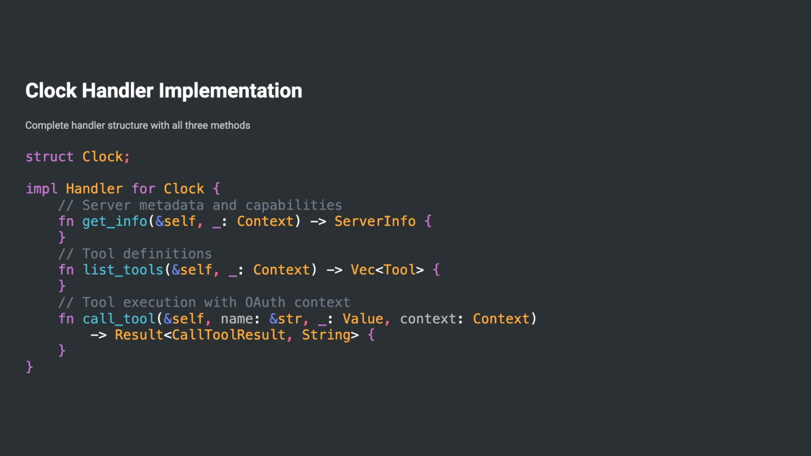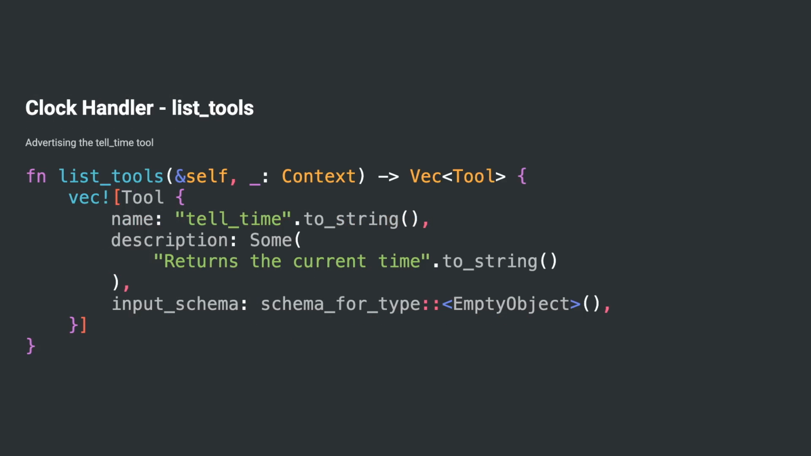With authentication handled, we can implement our core logic. Every MCP server must implement the handler trait, which defines the getInfo, listTools, and callTool methods. For our clock handler, the getInfo method provides metadata, including instructions that this server can tell the current time. The listTools advertises our single tool, tellTime. We provide its name, a description, and define its schema. Since this tool requires no input parameters, we use schema for type for an empty object.